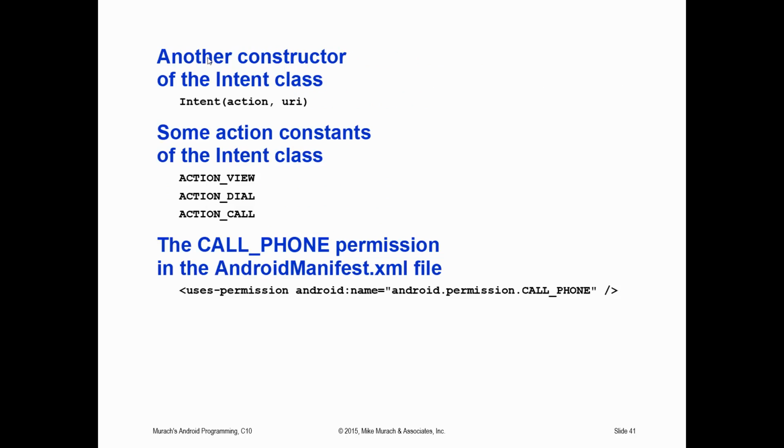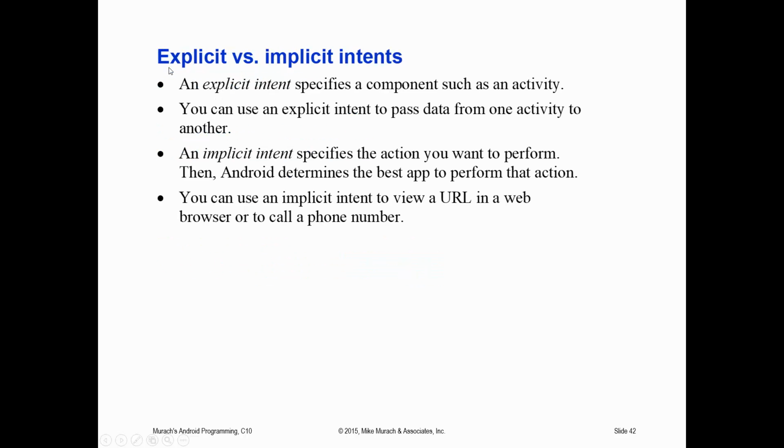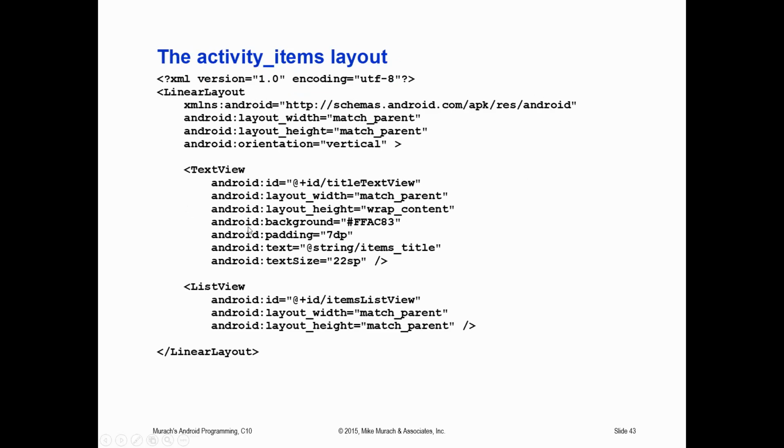So the author says, now we're ready to see how all of this fits together. The rest of the chapter, starting on page 324, is going to go through the newsreader app. One more time, an explicit intent specifies a component such as an activity. You use an explicit intent to pass data from one activity to another. An implicit intent specifies the action to be performed, but Android determines the best app to use. You can use an implicit intent to view a URL or to call a phone number.